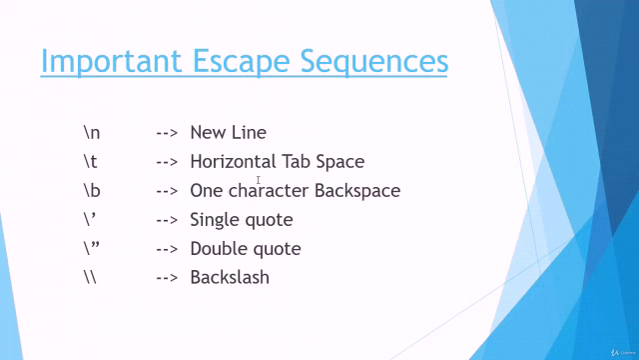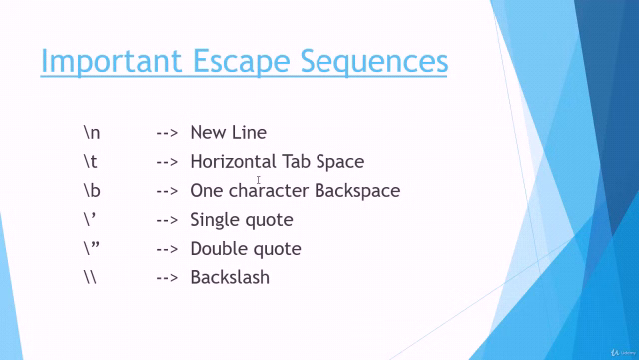Now next we have \b, one character backspace. For example, you have written Java in the string JAVA, and at the end of the Java you add \b. Now \b will remove one character from its left side. For example, JAVA, when you add \b at the end, then the remaining string will be JAV. It is basically a backspace. So I hope you understand.